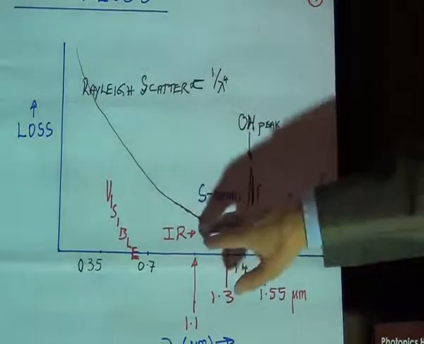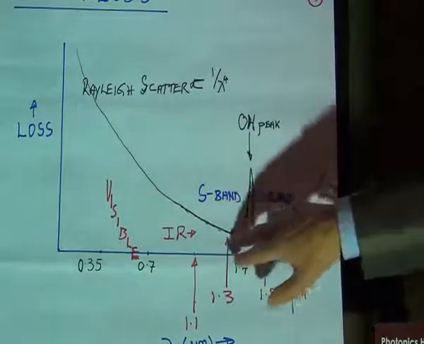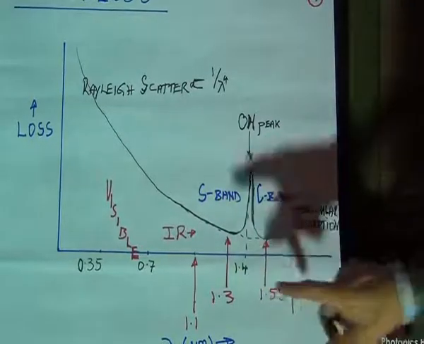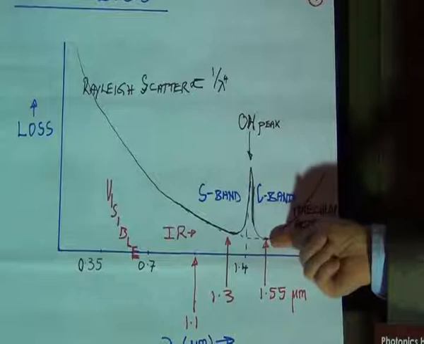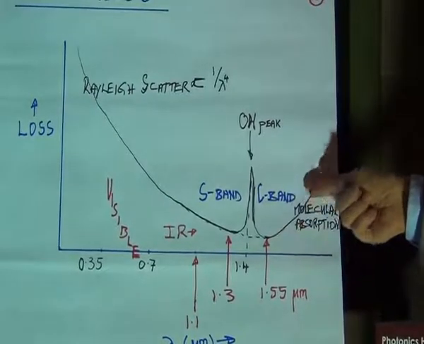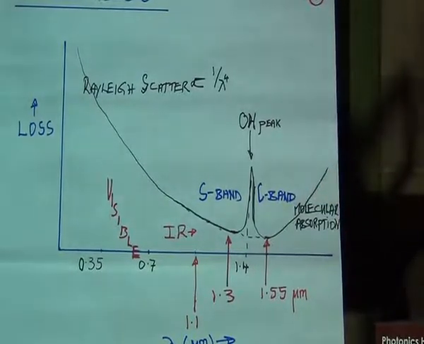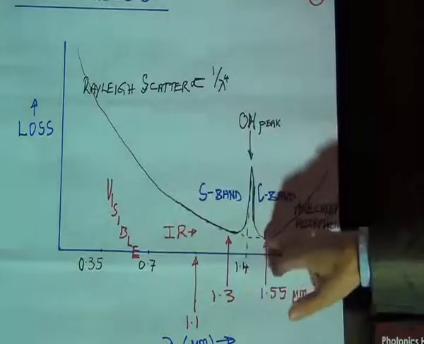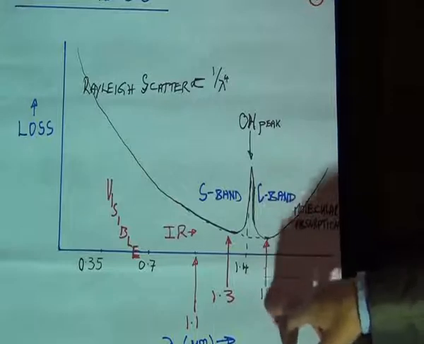However, as we pass beyond this region around 1.55 microns, a number to remember, the glass molecules begin to vibrate and absorb. So we get molecular absorption. The minimum loss wavelength for SiO2 is here, 1.55.